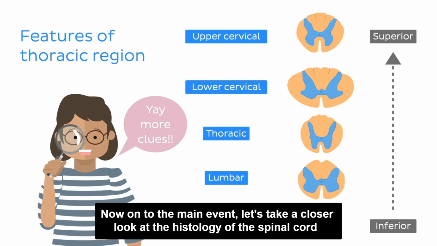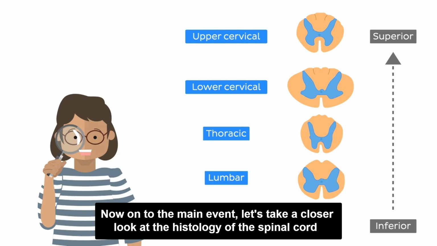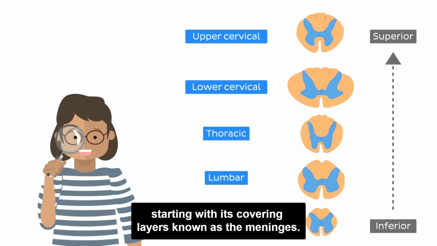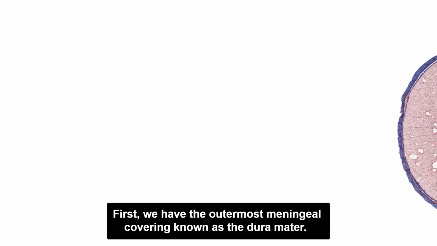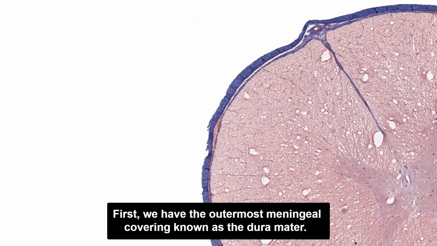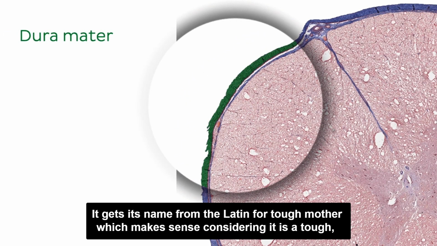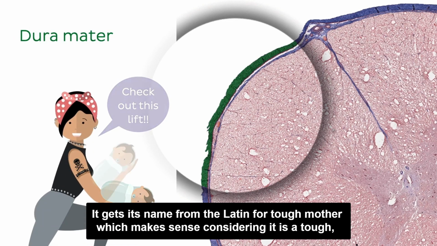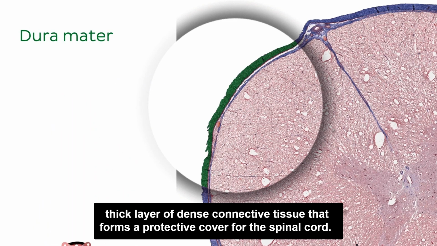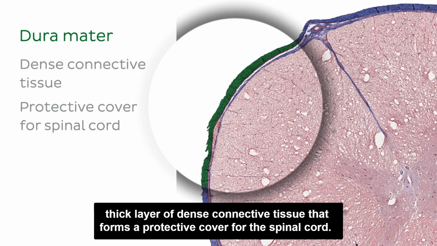Now onto the main event. Let's take a closer look at the histology of the spinal cord, starting with its covering layers known as the meninges. First, we have the outermost meningeal covering known as the dura mater. It gets its name from the Latin for tough mother, which makes sense considering it is a tough, thick layer of dense connective tissue that forms a protective cover for the spinal cord.